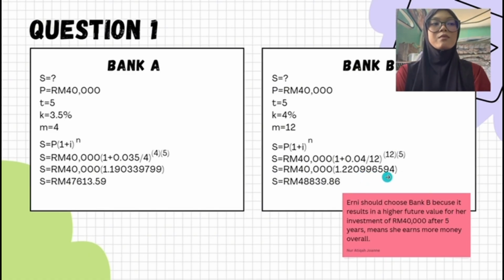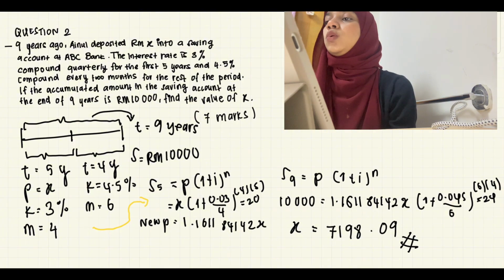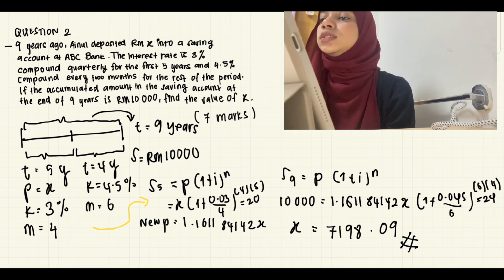So Annie should choose Bank B because it results in higher future value for her investment of 40,000 ringgit after 5 years. It means she earns more money overall. So for question 2, 9 years ago, I deposited RMX into a saving account at ABC Bank. The interest rate is 3% compounded quarterly for the first 5 years and 4.5% compounded every 2 months for the rest of the period. If the accumulated amount in the saving account at the end of 9 years is 10,000, find the value of X.